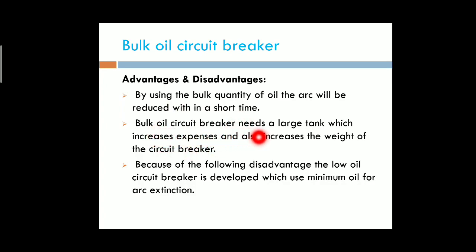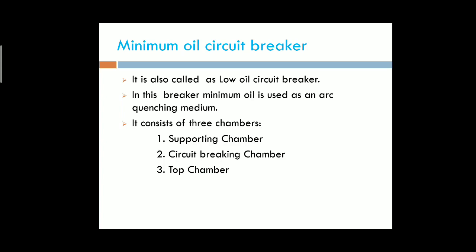Bulk oil circuit breakers need a large tank. Due to that large tank, it is very expensive and also increases the weight of the circuit breaker. Because of these disadvantages, the low oil circuit breaker was developed, which uses minimum oil for arc extinction. The next type is the minimum oil circuit breaker.